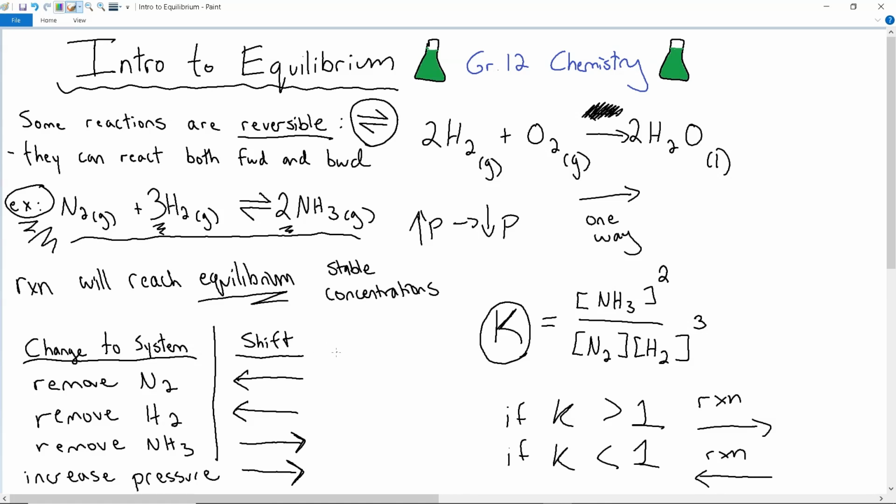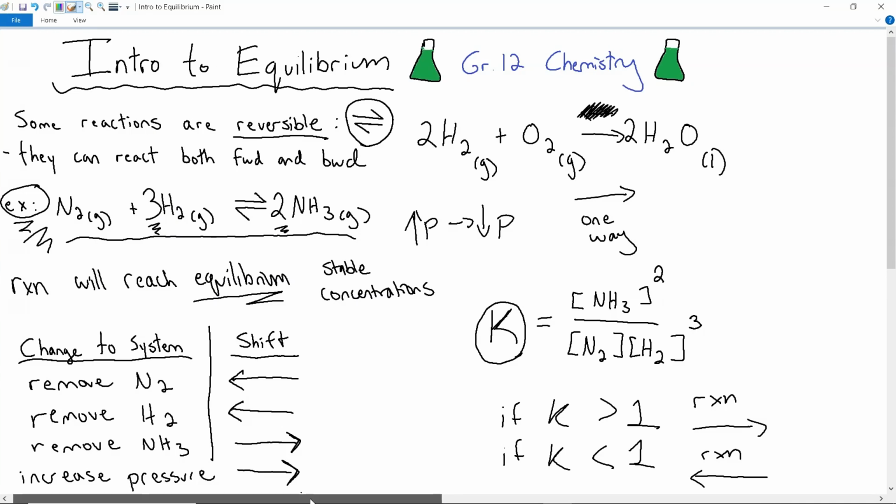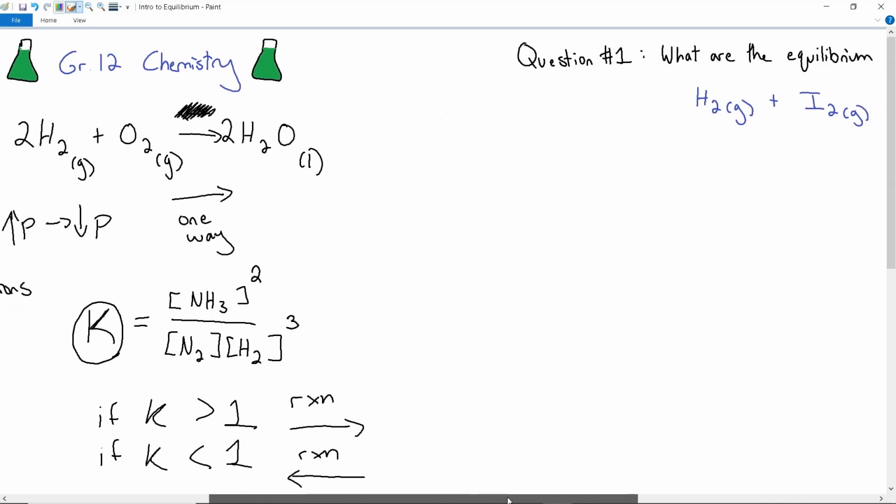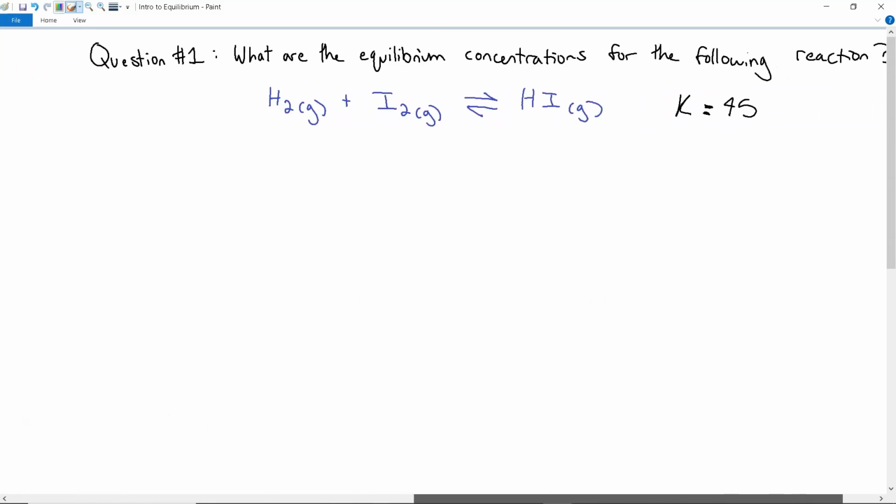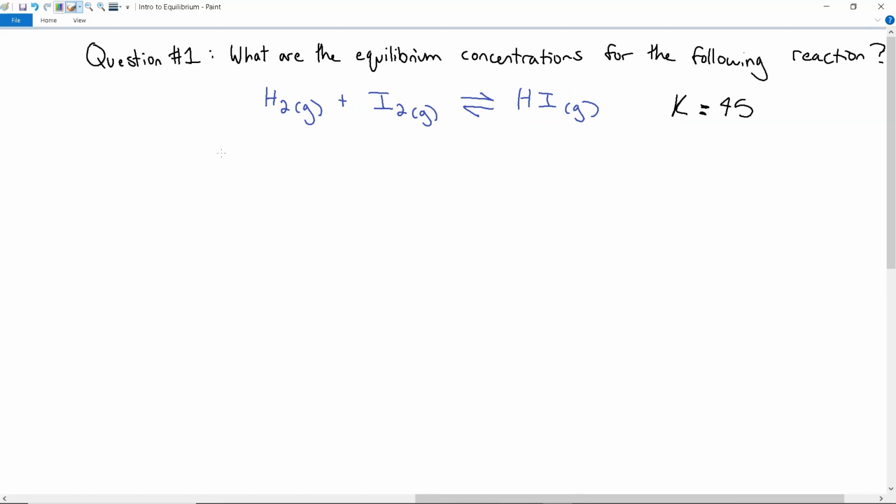So this is a lot of theory, a lot of conceptual thinking. Let's get to a question that uses some real numbers. And I'm actually going to just add a bit more information here so we can solve this question.